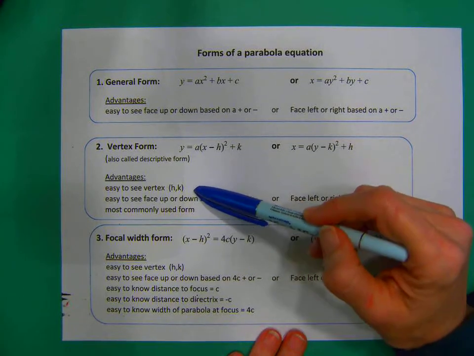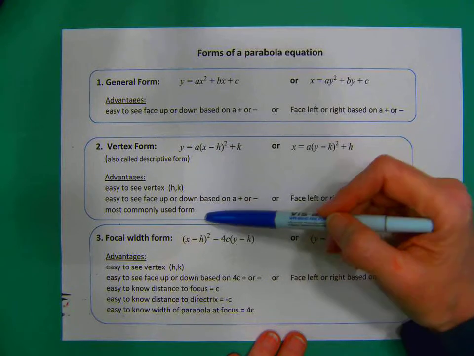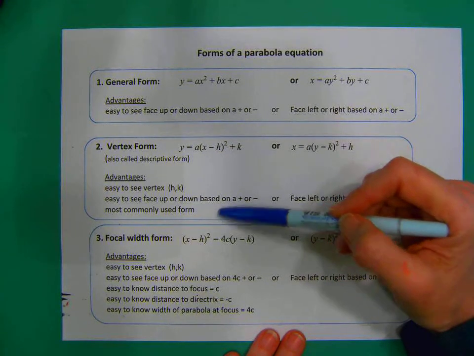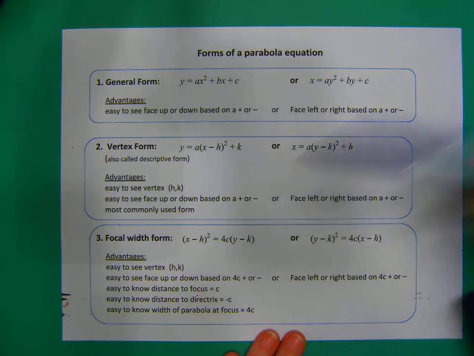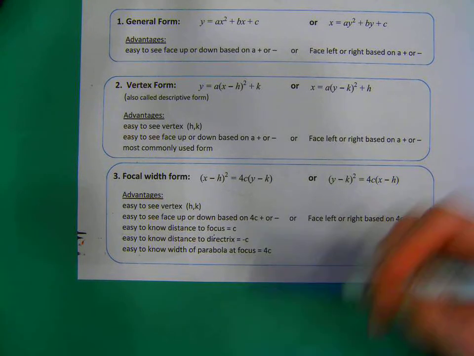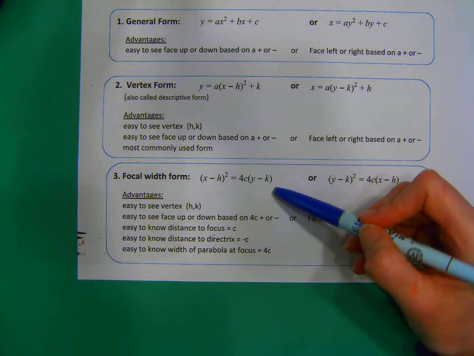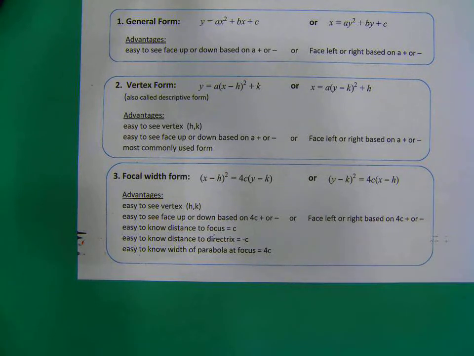When we had things given to us in vertex form, that was really handy. It was easy to see the vertex. It was easy to know whether it was facing up or down, and it is in fact the most commonly used form. We can't skip this form because this is the form they're most likely to see later. But the focal width form, in fact, the book that I was using at Clovis West last year in Algebra 2 used this form for their parabolas. So it's not something that we're just inventing. It is something that's out there.